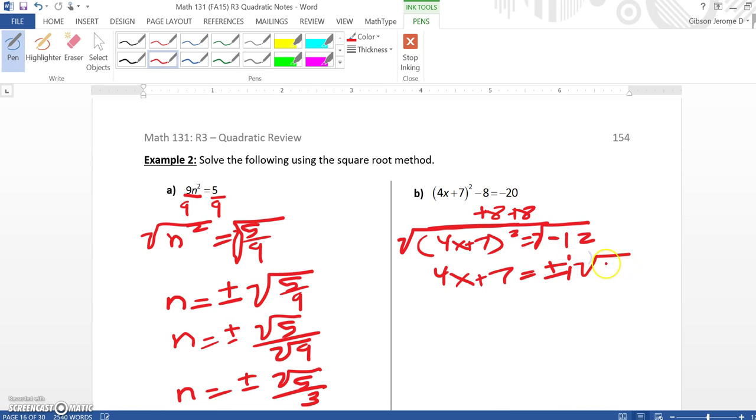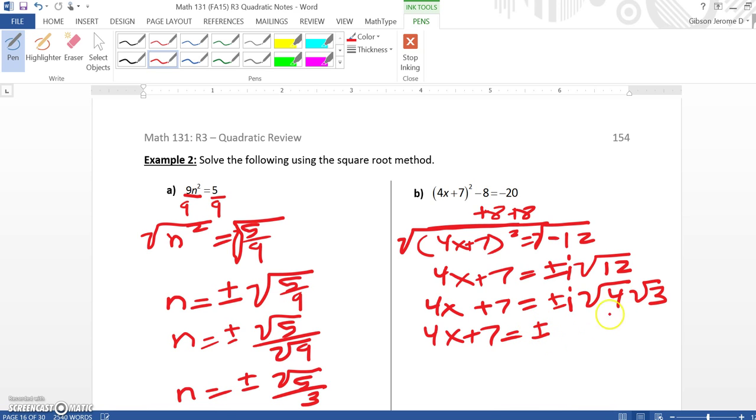So it'll be i times the square root of 12. So now we will have 4x plus 7 is equal to plus or minus. Now, with this square root of 12, we know we have a perfect square in 12 with 4. So we'll factor out the square root of 4. So we will have 4x plus 7 is equal to plus or minus. Now the square root of 4 is 2, and 2 times i is 2i times the square root of 3.